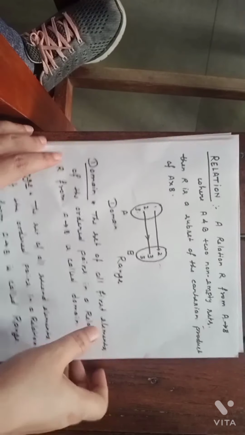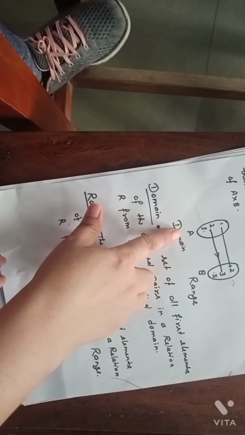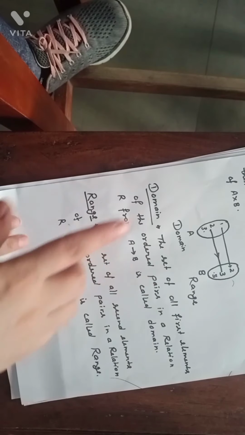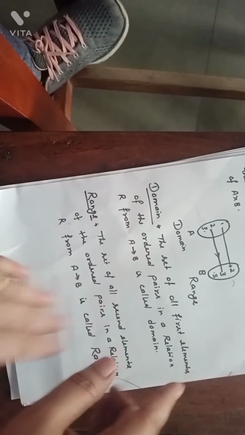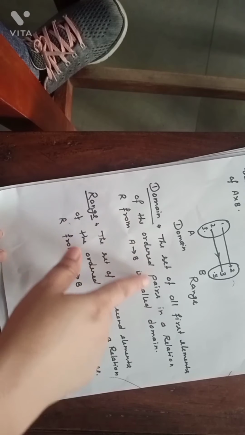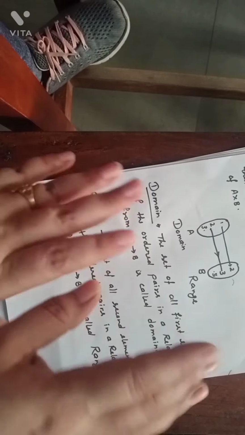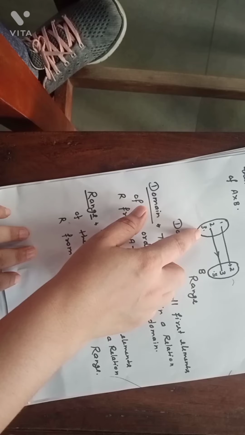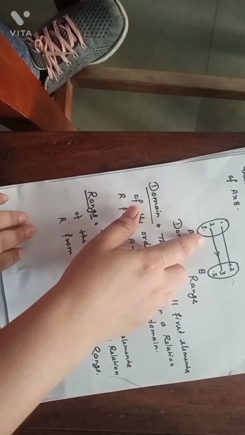And the set of first elements of the relation is called the domain, and the set of second elements we will call the range. So what is the domain? The set of all first elements of the ordered pairs in a relation R from A to B is called the domain. So always remember, we take the first elements from the ordered pairs, combine them in a set, and that set is called the domain.